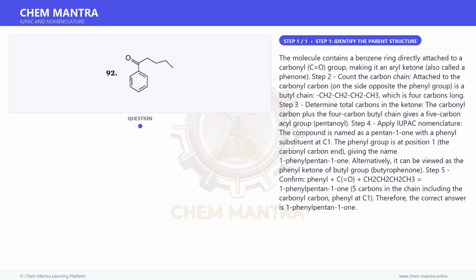Step 2. Count the carbon chain. Attached to the carbonyl carbon, on the side opposite the phenyl group, is a butyl chain, CH2, CH2, CH2, CH3, which is 4 carbons long.